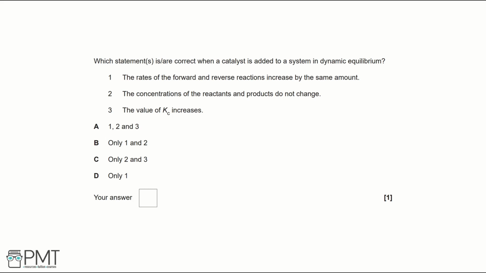So when you add a catalyst to a dynamic equilibrium, the rates of the forward and reverse reactions increase by the same amount. This is true. The forward and reverse reactions might be favoured if you change temperature, pressure, or the amount of your reactant or product. So that one is correct because they don't change when you have a catalyst.